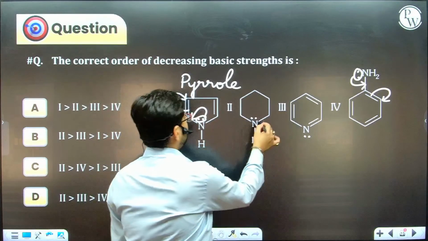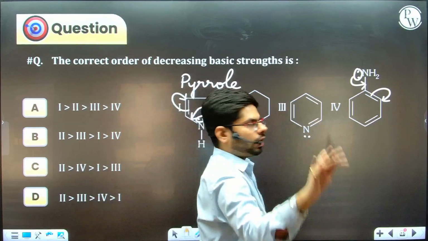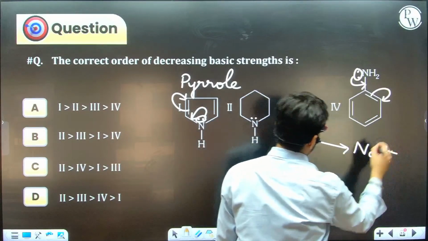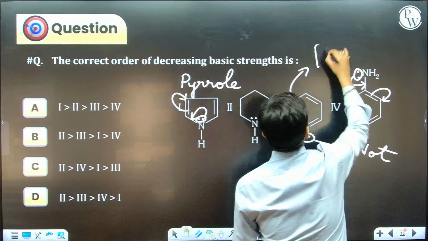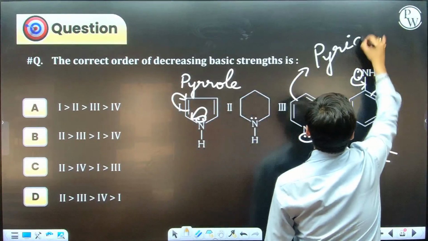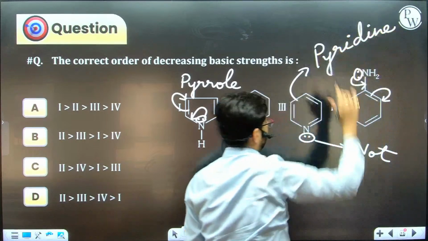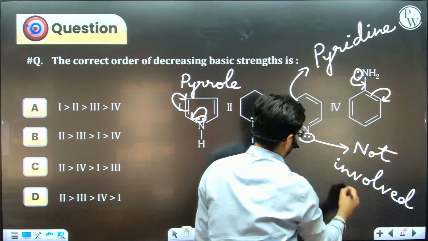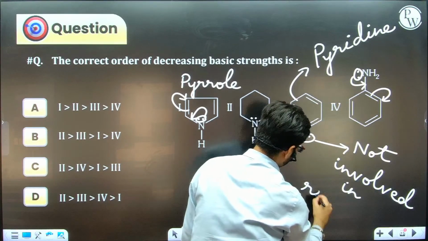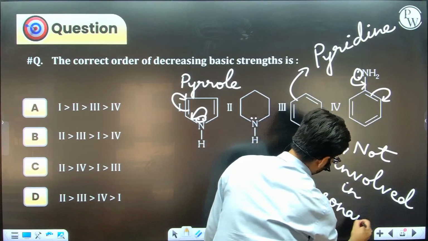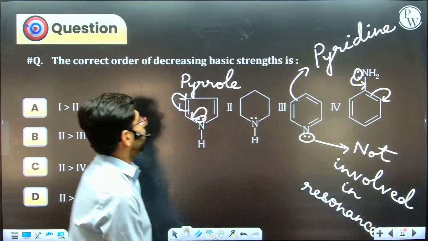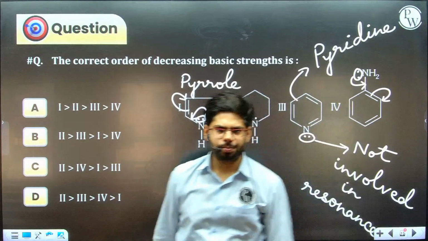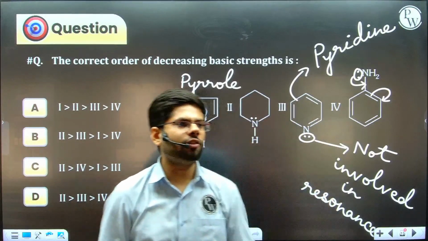Here the lone pair of nitrogen is not involved in resonance at all. Here also the lone pair of nitrogen is not involved in resonance. Never make this mistake. This is pyridine. In pyridine, the lone pair of nitrogen is never a part of conjugation. So, not involved in resonance. So one thing is very clear, 2 and 3 are going to be more basic than 1 and 4, because in 2 and 3 the lone pair of nitrogen is not involved in resonance.